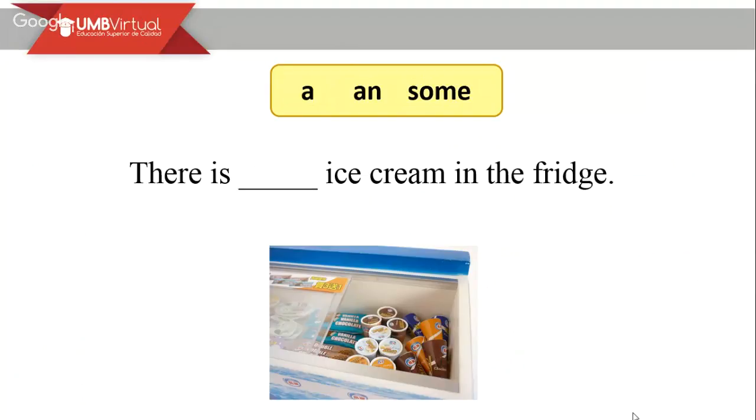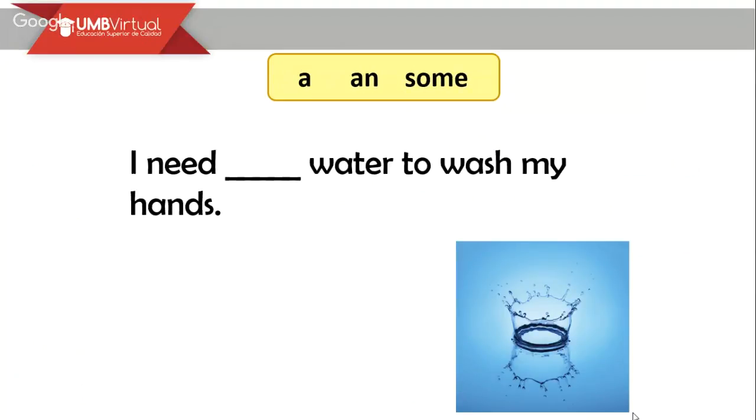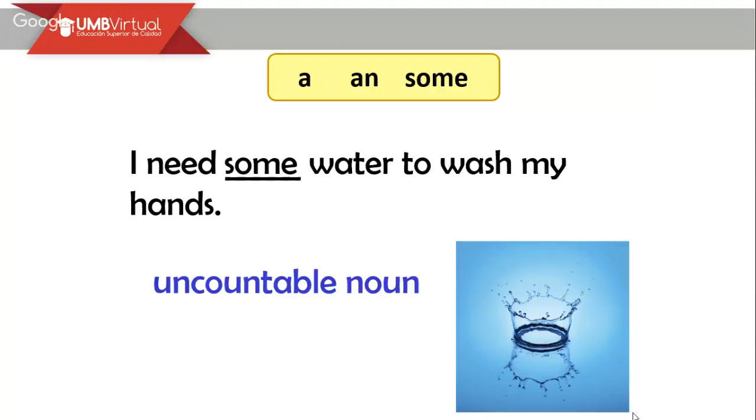This one is just delicious. So, there is ice cream in the fridge. A and some. What do you think is the correct option? There is some ice cream in the fridge. Perfect. Okay. Why? Ice cream itself, it is an uncountable noun, right? Or I can say there is a can, there is a package of ice cream, which is the quantifier. I need water to wash my hands. Water itself is an uncountable, so I need some water.